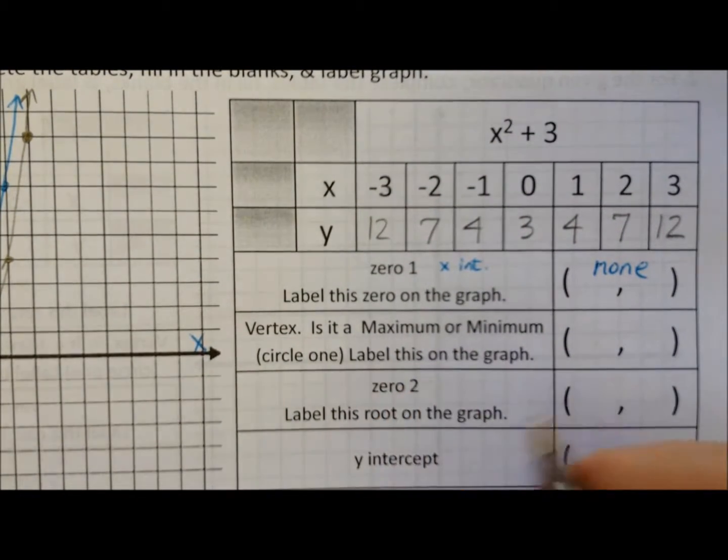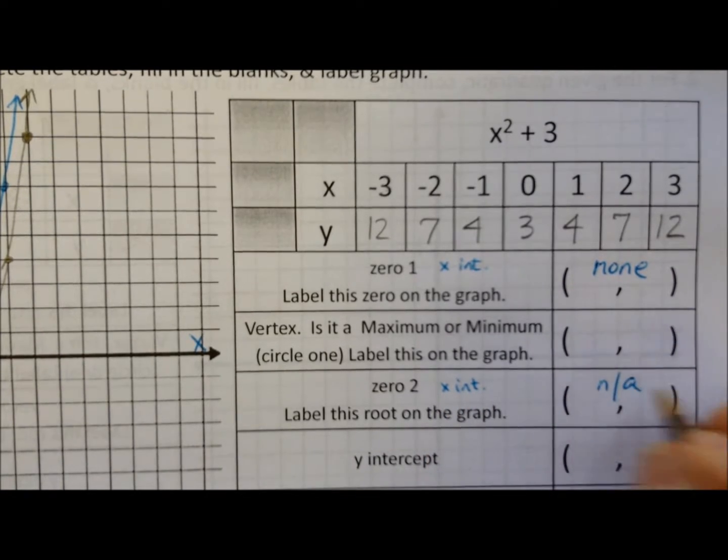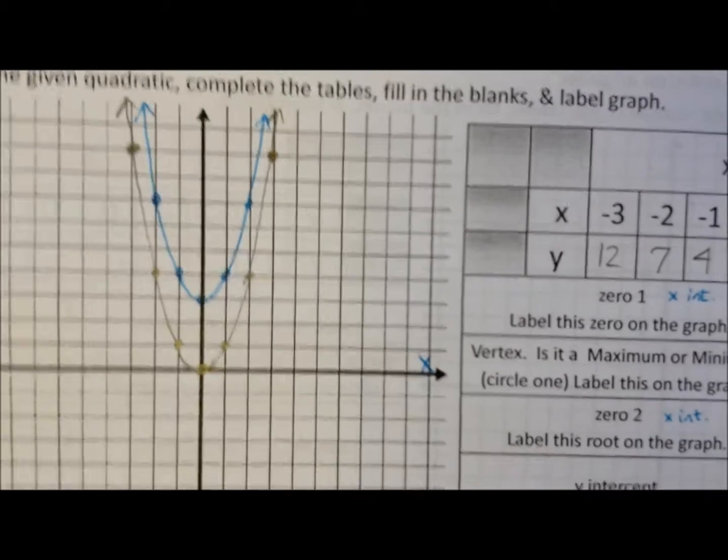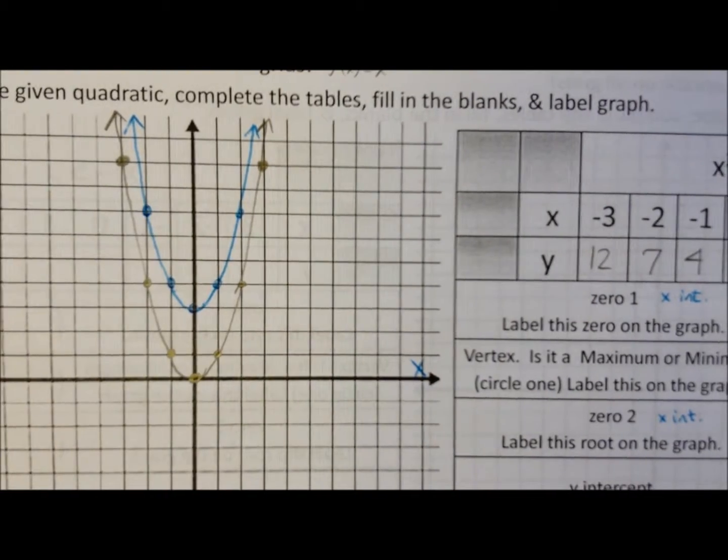And sometimes you'll have 2, but in this case we have no x-intercepts. Not applicable. Just don't worry about it. They're not there. Look at the picture. It doesn't cross the x-axis, so don't go trying to find it.